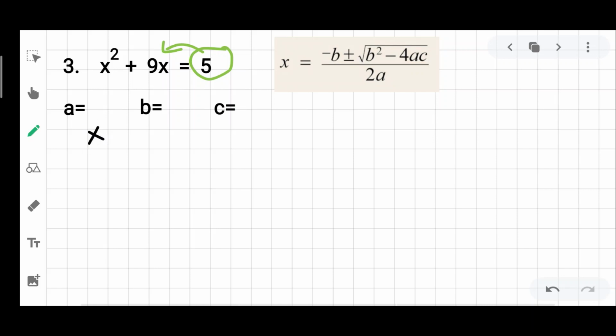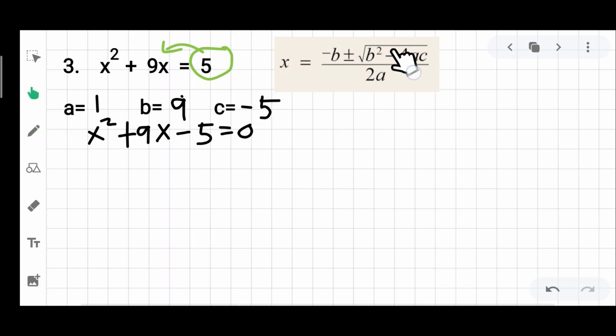So, pag x squared plus 9x, pag nilipat natin si positive 5, magiging negative 5. Then, write equals 0. So, ngayon, naka-standard form na siya, we can now identify the values of a, b, and c. So, yung numerical coefficient ng x squared ay 1. Okay, and then yung numerical coefficient ng x is positive 9 or 9 na lang. And then, our c is negative 5.